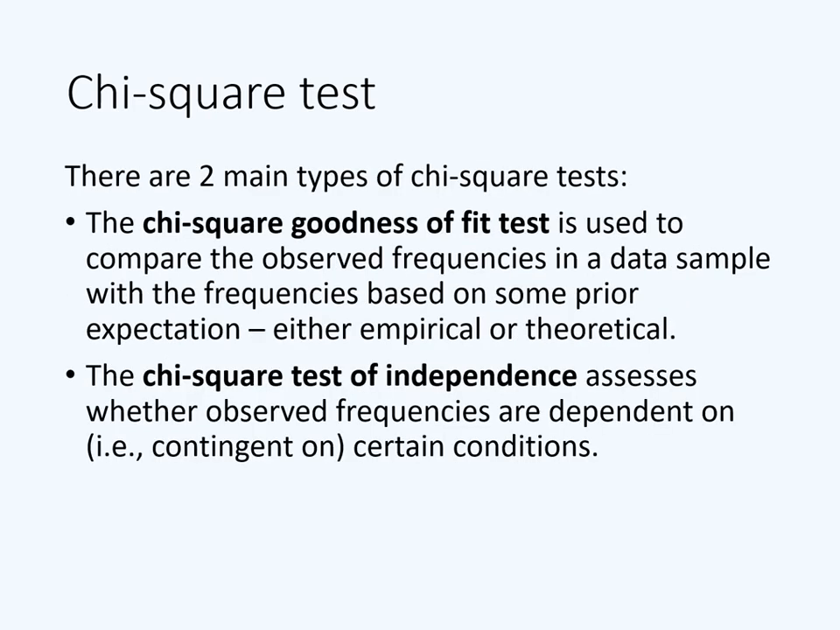There are two main types of chi-square test that we'll cover. One is the chi-square goodness of fit test, which is used to compare the observed frequencies in a data sample with frequencies that are based on some kind of prior expectation, which could either be empirical or theoretical. The other is the chi-square test of independence, which assesses whether observed frequencies are dependent on certain conditions.